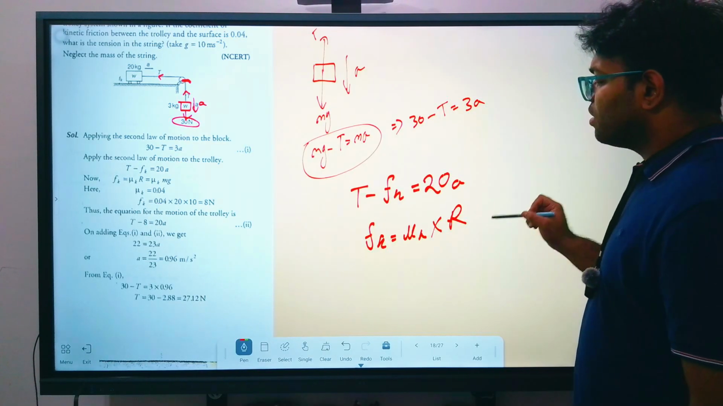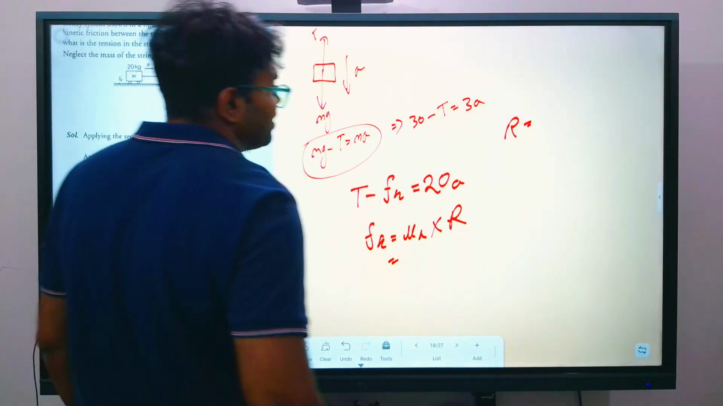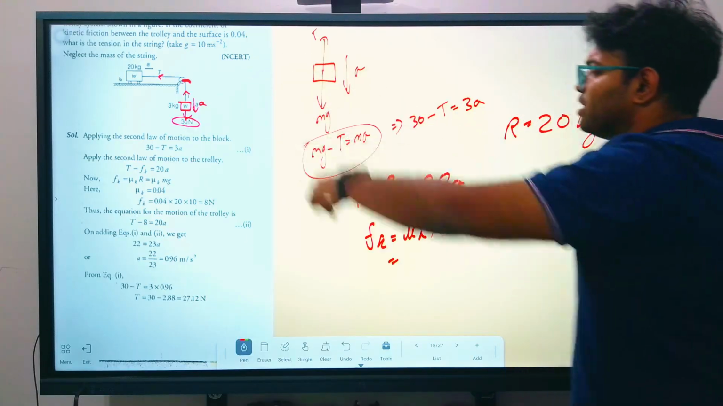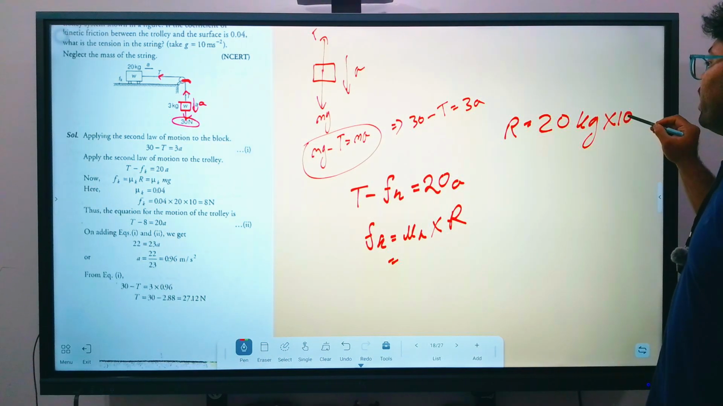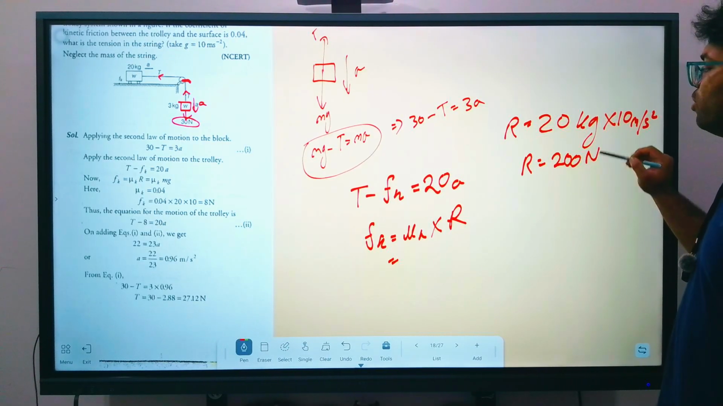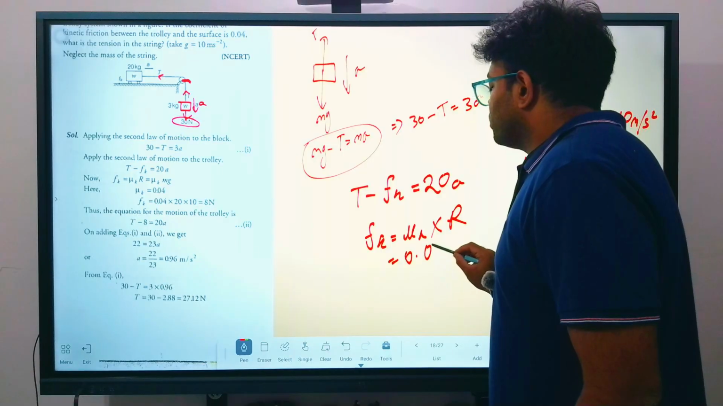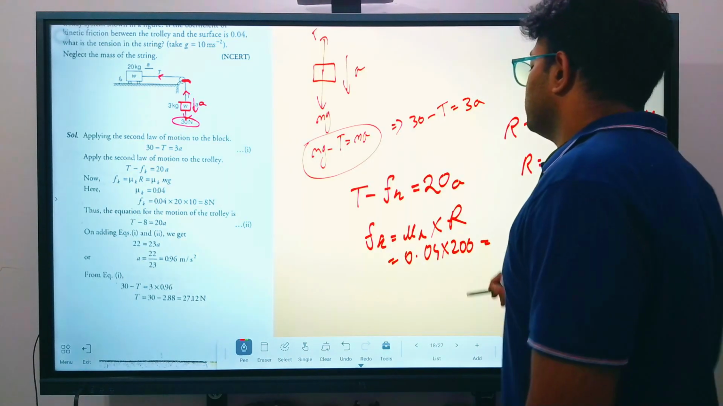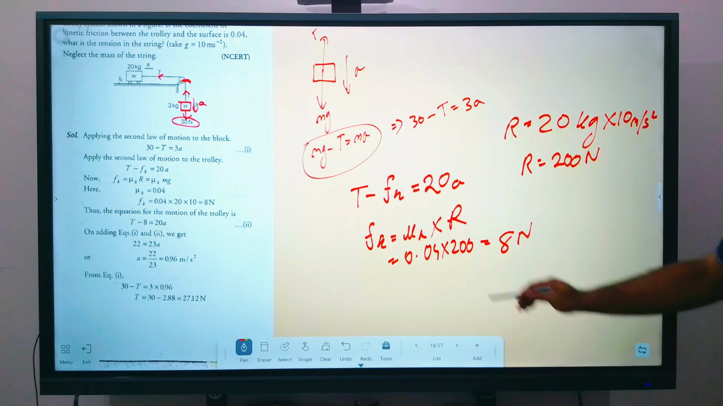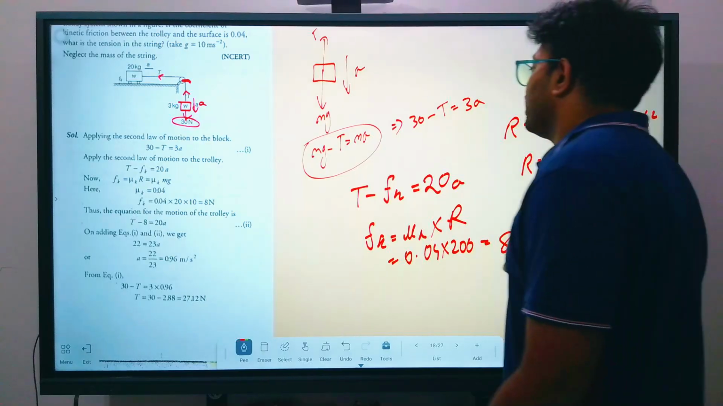Huh? It is basically R is equal to, what is the mass of this trolley? 20 kgs. Then you have the acceleration due to gravity, 10, so multiplied by 10 meters per second square. So R becomes equal to 200 newtons. So 200 newtons multiplied by 0.04. 0.04 multiplied by 200 is equal to how much? 4 into 2 is 8 newtons. So f of k is equal to 8 newtons.